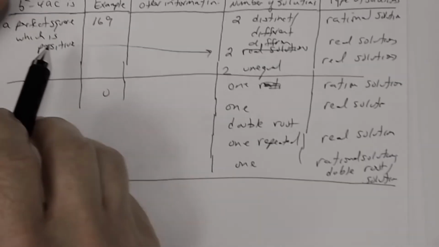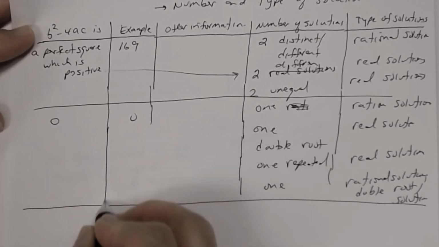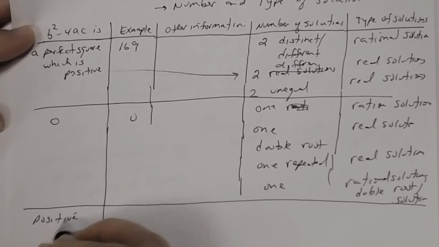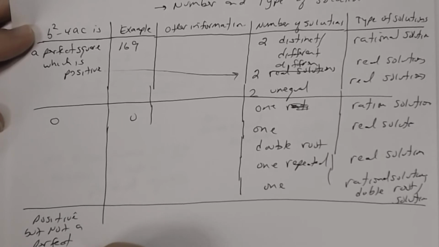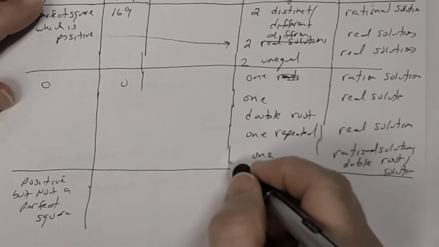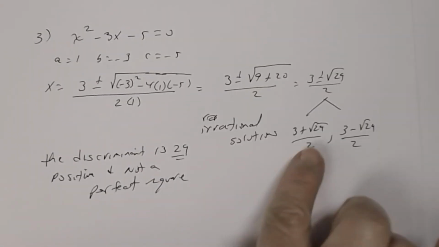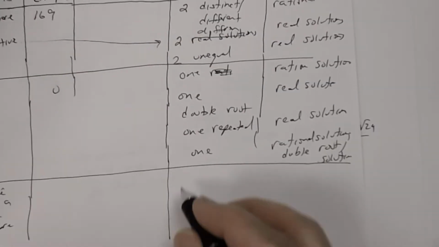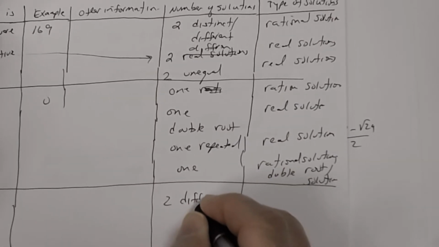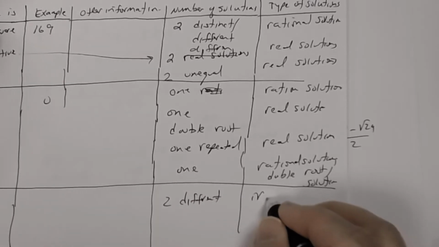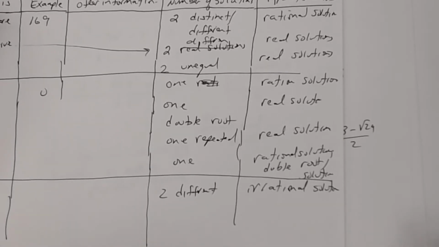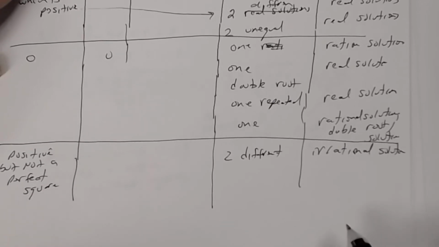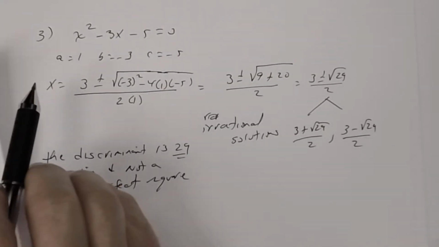If the discriminant is positive but not a perfect square, how many solutions did you have? 2. You're going to have two different irrational solutions. Two different irrational solutions. Okay? Now remember, we said this earlier as well.